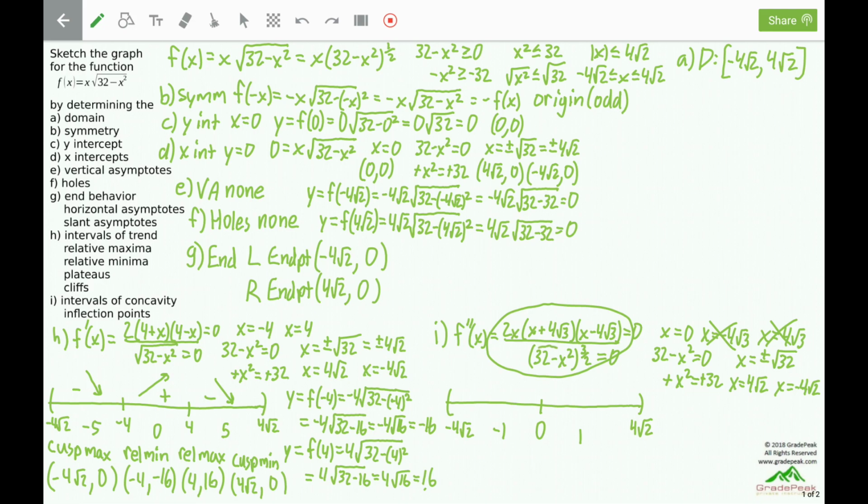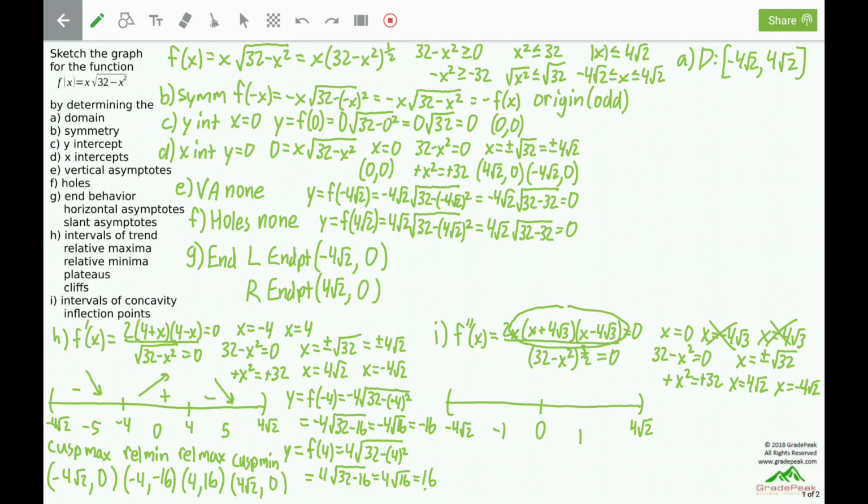A couple things about this. The denominator, once again, has a 32 minus x squared, which from the domain up top is required to stay greater than or equal to 0. And it's only equal to 0 at the endpoints, so it's going to be greater than 0. It's a positive number. The entire denominator is positive, and it will not affect whether the second derivative is positive or negative. Also, the 2 in the numerator is positive. So the portion of the second derivative that will determine if it is positive or negative is the set of three things.